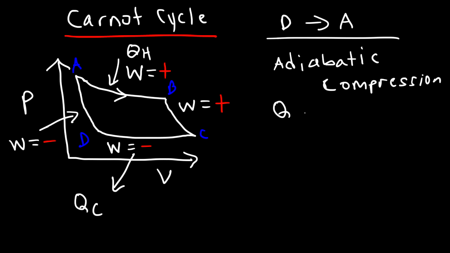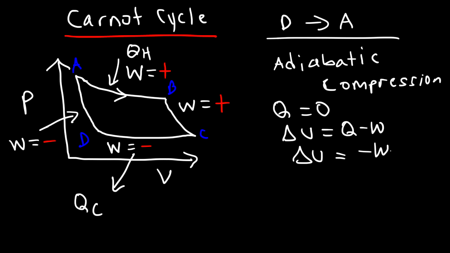Now for any adiabatic process, Q is still 0. And since delta U is Q minus W, delta U is negative W. So the work is going to equal negative nCV delta T. And this is going from D to A. So now you can calculate the work for each step in this process.